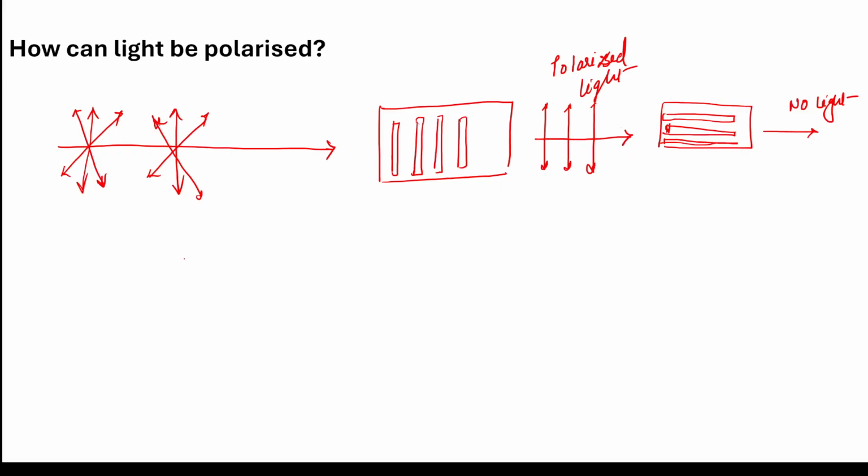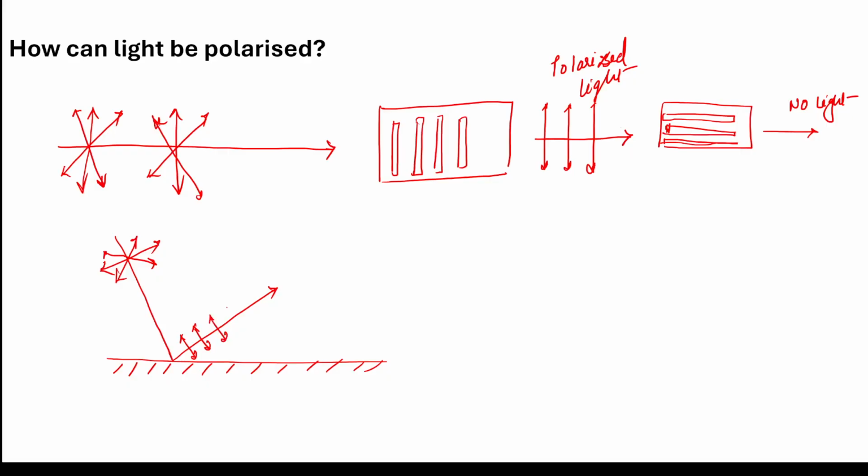What is the other way light can be polarized? Sometimes reflection also polarizes the light. For example, if you have a mirror here and a light ray coming from a source, let's say a lamp or a torch, this has vibrations of the electric field in all possible directions. The reflected light would be polarized, and it would have electric field vibrations restricted parallel to the plane of your mirror.